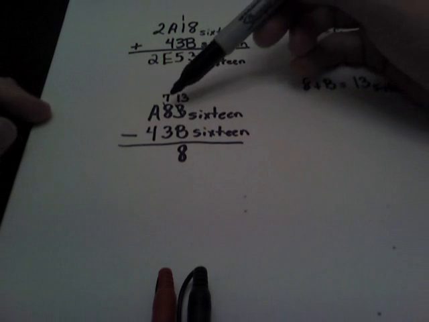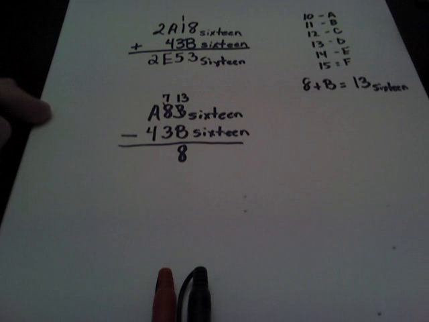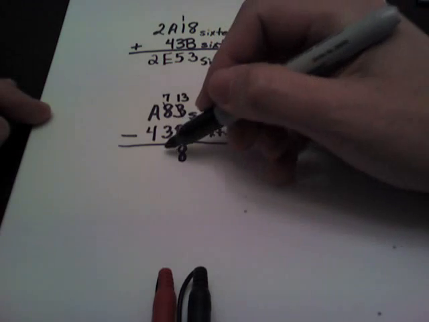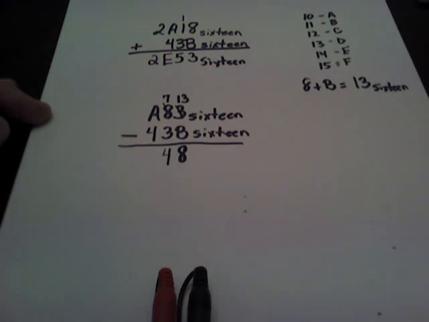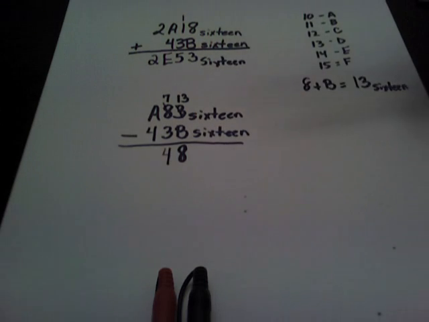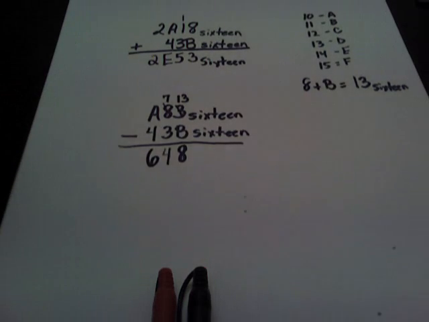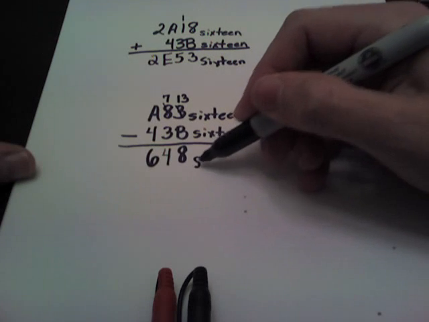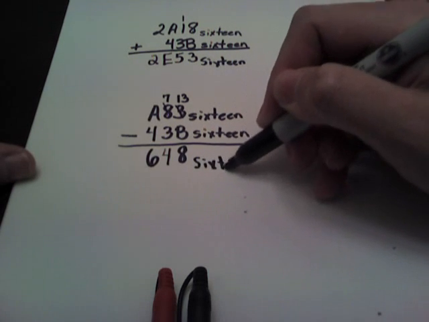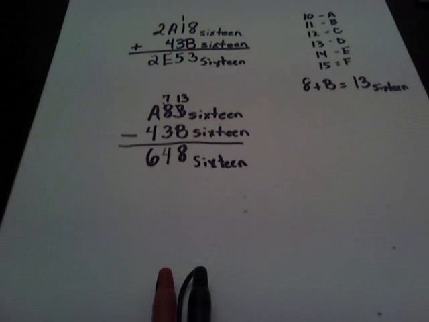Now we move to our next column, 7 subtract 3. That can be easily done without any regrouping. We would record a 4. And our final column, we need to take A, which is 10, and subtract 4 from it. That's 6. No regrouping needed and no unusual digit. So our final answer here for base 16 would be 648.